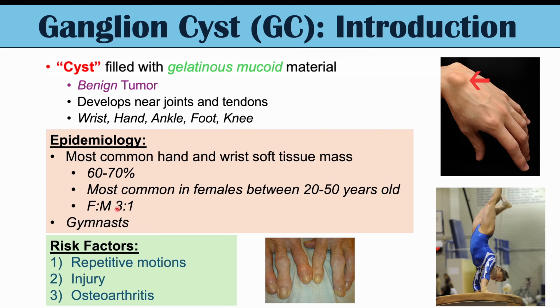Now, this will lead us into risk factors. Some of the risk factors include repetitive motions, so this explains the reason why we can see it in gymnasts, but we can also see it in athletes and other individuals who are doing something repetitively on their hands or around their wrists. Injury is also another risk factor for getting ganglion cysts, and then we can also see osteoarthritis being another risk factor, especially in older individuals. We'll discuss this later on when we talk about a particular type of ganglion cyst.